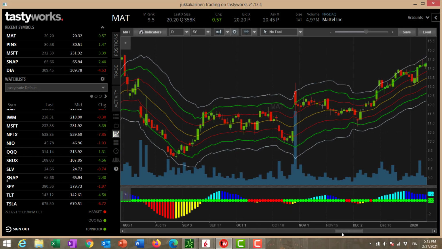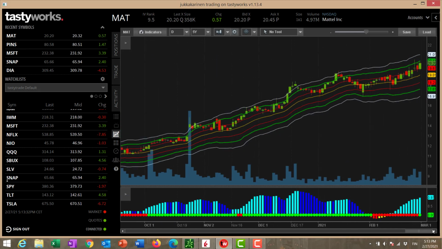Squeezes tend to work best in the direction of an existing trend. It's a trend following trade. Now of course the trend can change, but it's usually easier to trade this toward the direction of the trend if there is a clear trend.